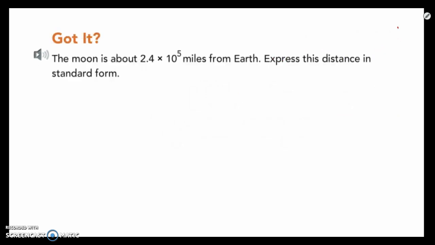The moon is about 2.4 times 10 to the 5th power miles from Earth. Express this distance in standard form. Go ahead and pause the lesson, and I want you to write this last one in standard form. Remember, the exponent tells you how many places to move your decimal.